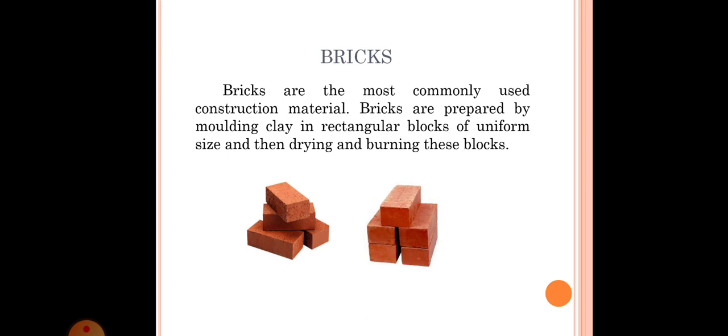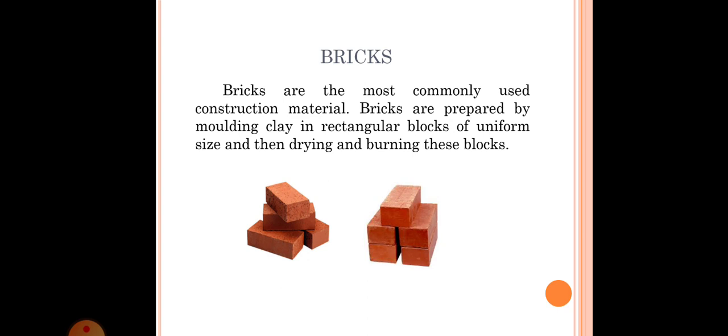Bricks are prepared by molding the clay in rectangular blocks of uniform size, and then we dry them and burn them. In the desired shape, molds will be prepared, and the clay will be filled into these molds, after which it will be dried and burnt. So that is how bricks are manufactured. It is a very widely used construction material.